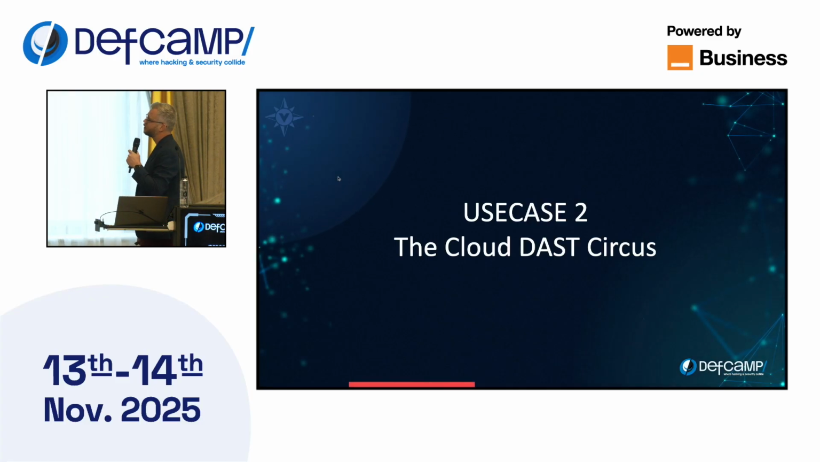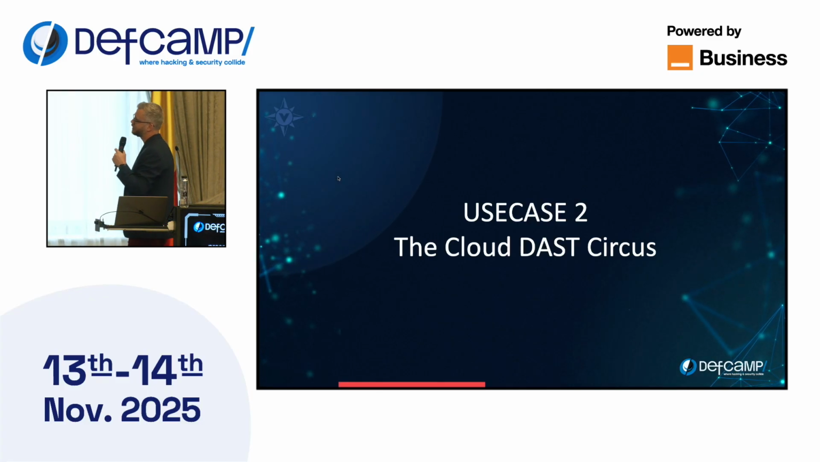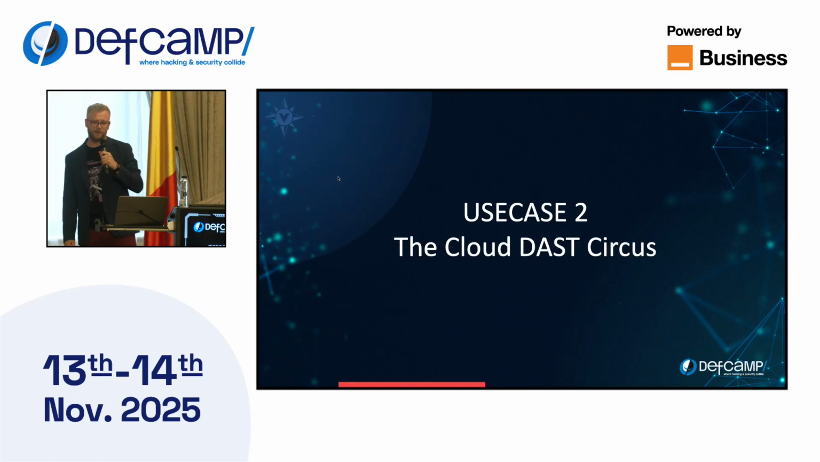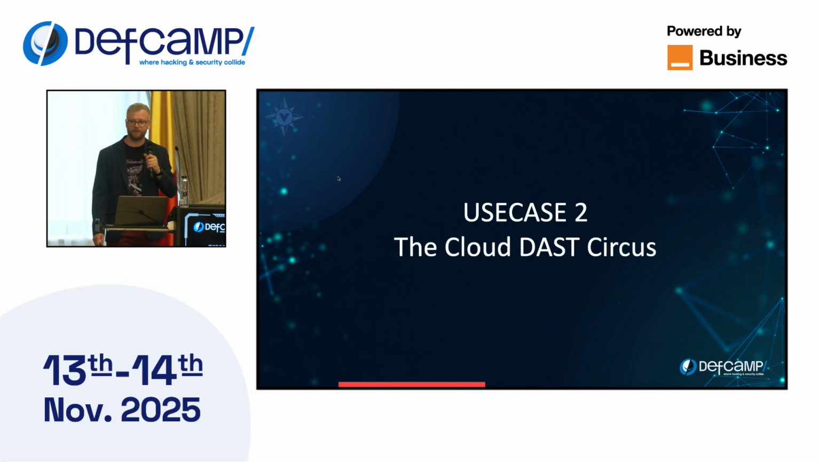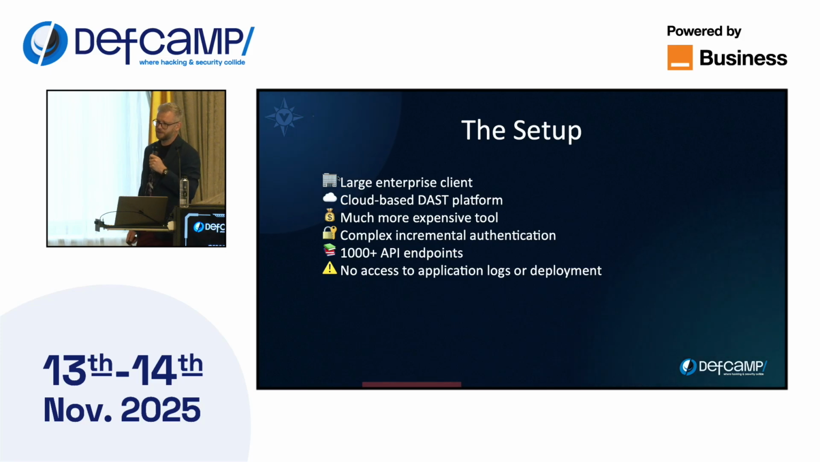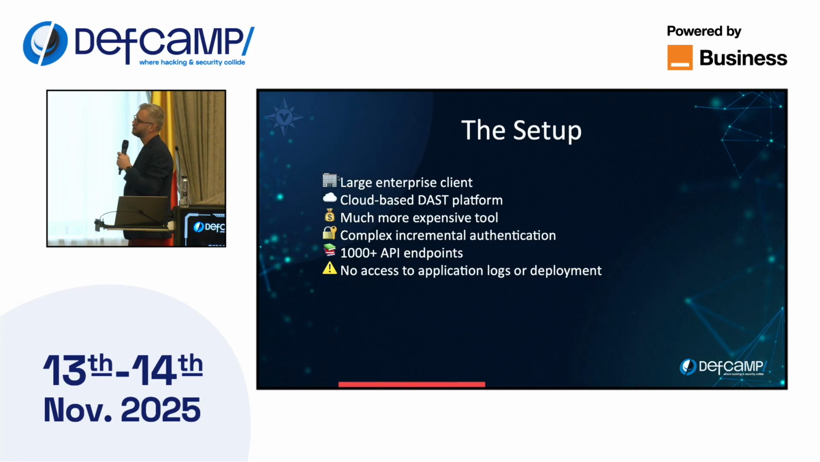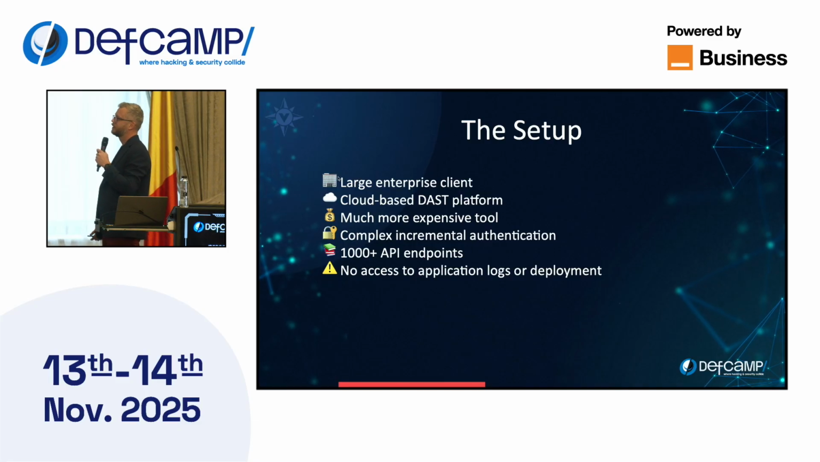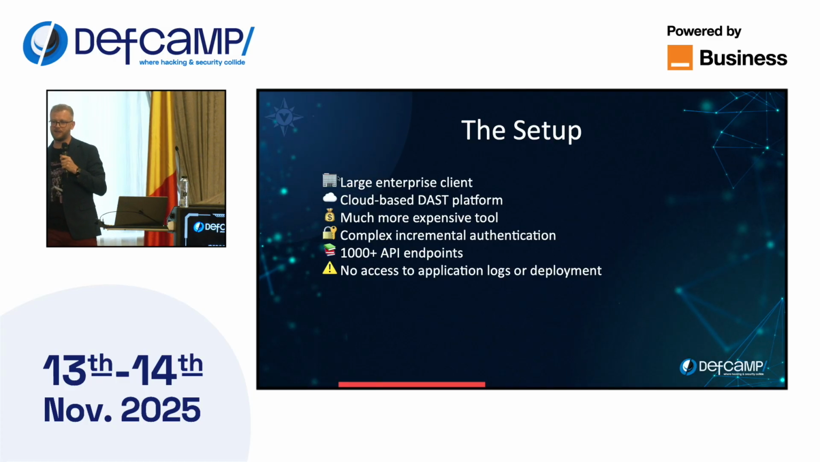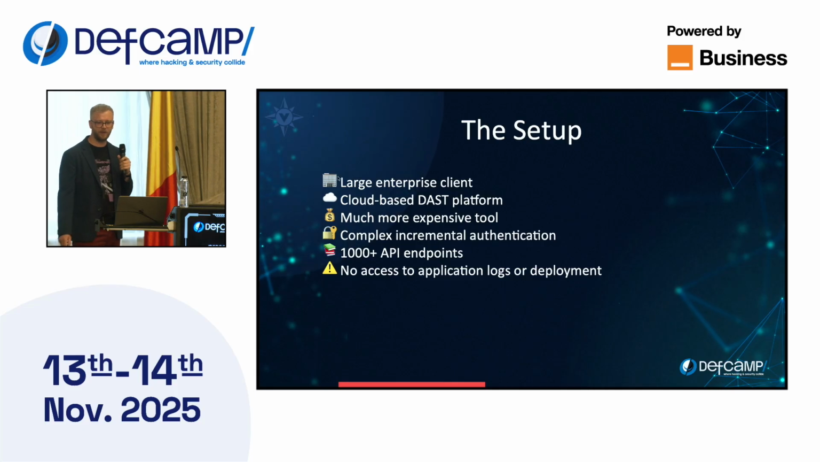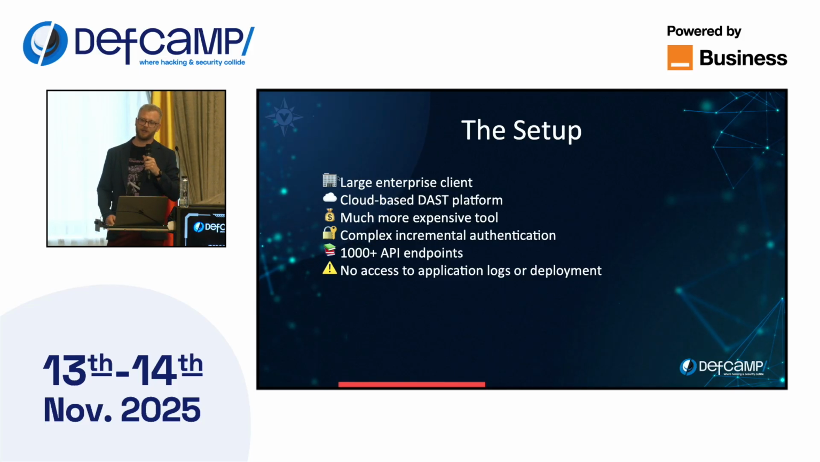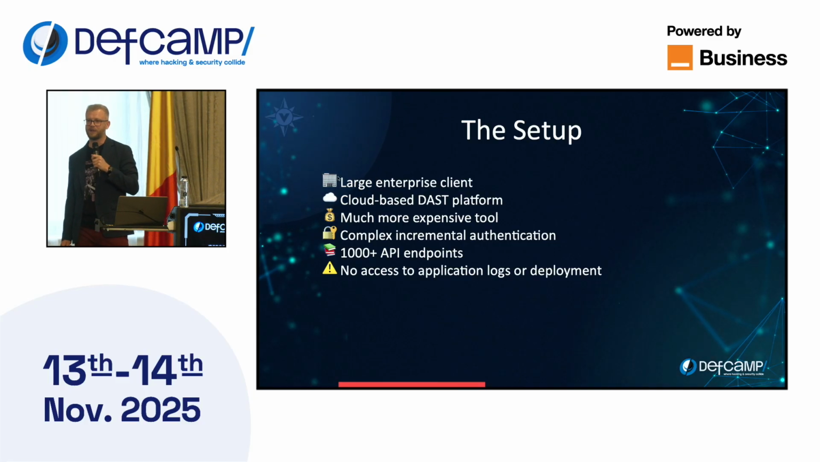All right, now let me walk you through a more recent use case that included a much bigger client with a much more expensive tool. So again, the setup: a large enterprise client, Fortune 500, that already paid a lot of money for a DAST platform, actually an AppSec platform that has DAST capabilities, right? It's a much more expensive tool. I looked it up, some people are paying up to $1 million per year for the specific tool, so pretty expensive, right?